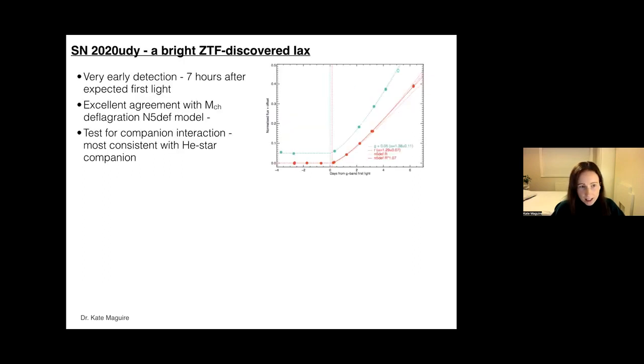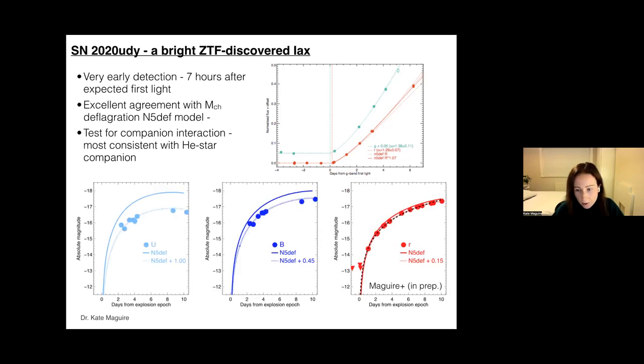One object that I've been working on recently is a 1AX discovered very soon after explosion, within 7 hours of the expected first light. And so we can put really nice constraints on the modeling with the deflagrations, this N5 def model of a deflagration of a Chandrasekhar mass white dwarf. But one new thing that we want to try and do is test for companion interaction. When we compare to the N5 def models, there's not a lot of room for a companion.